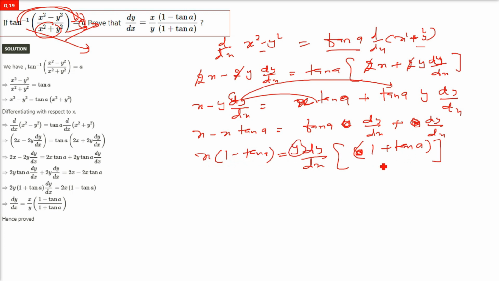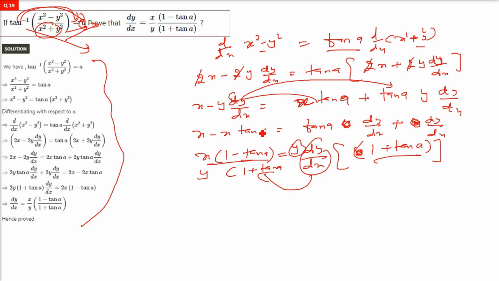Okay, y. Just bring everything on the other side and dy by dx on one side. So y 1 plus tan A on the right, I brought it in the denominator. So in one step only, I told you many things because writing all these things will take time. But you have to do like this. Main thing is the first step when we are finding the dy by dx. So how are you going to go about it? That is the main thing. The other thing is just algebra, nothing else.